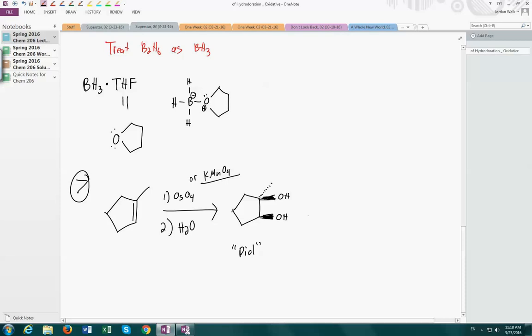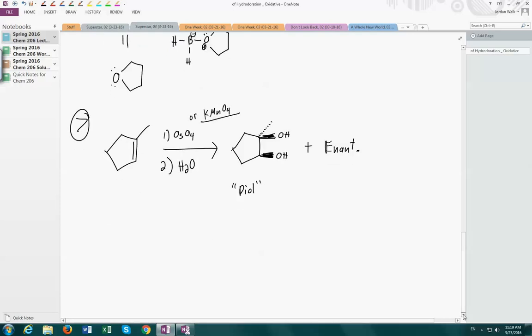Of course, we would form this product plus what? Plus the enantiomer, because we can always add from the back face as well instead of the front face. All right, so mechanistically, how does this thing work? We'll just show the same starting material. So what does osmium tetroxide look like? All right, so we have osmium. Basically it's osmium double bonded to 4 different oxygens. So it's going to look like that.